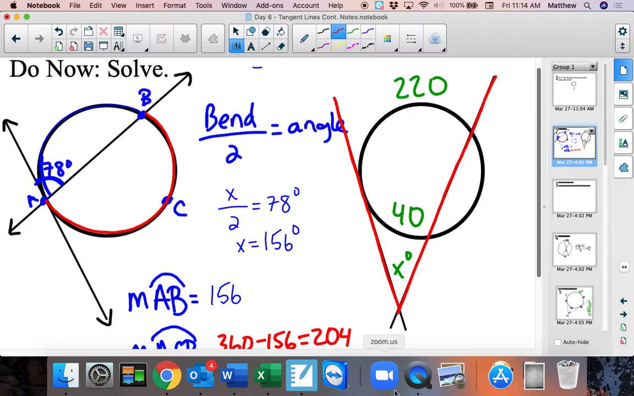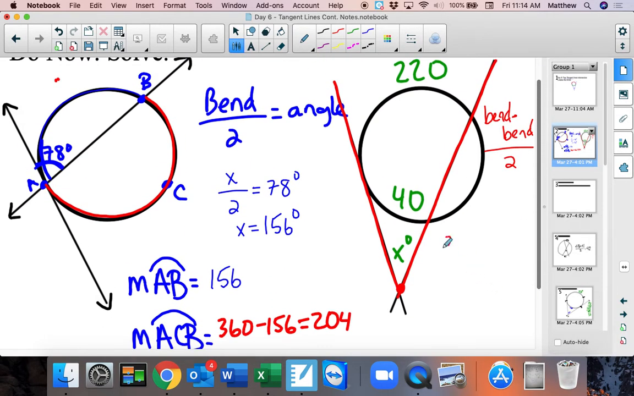So the first example was on the circle, over here, this one. But right here, we're intersecting outside of the circle. And our formula then is, again, my bend minus bend over 2. So for here, we have 220 minus the 40 over 2 equals 180 over 2, which is 90 degrees. So angle X here would be 90 degrees. Okay, so just a quick review.